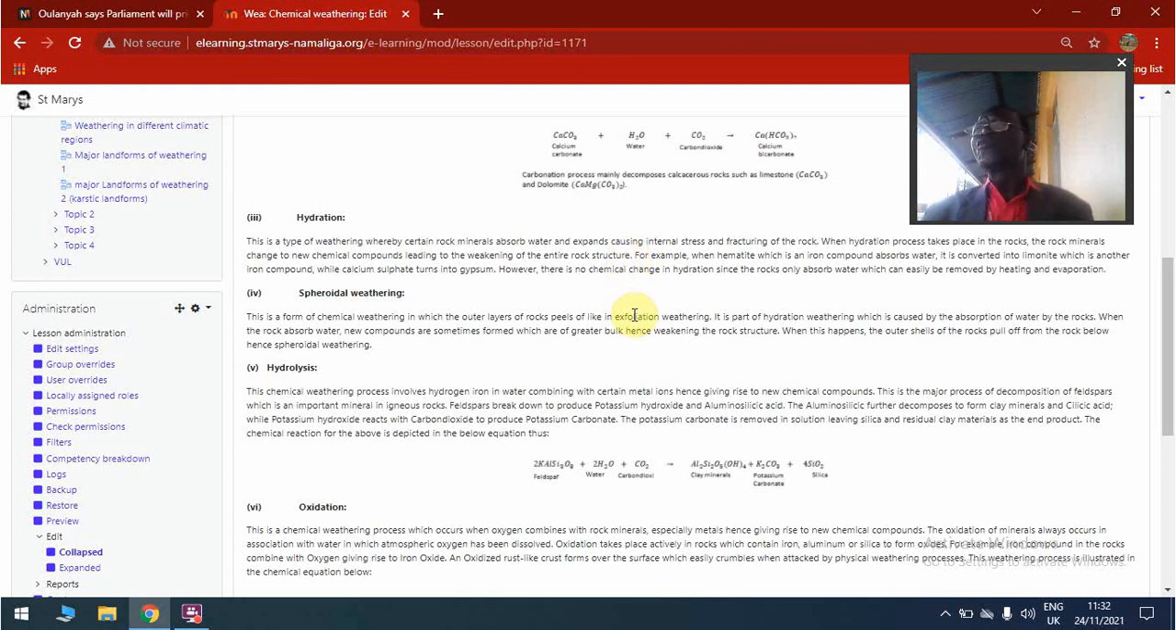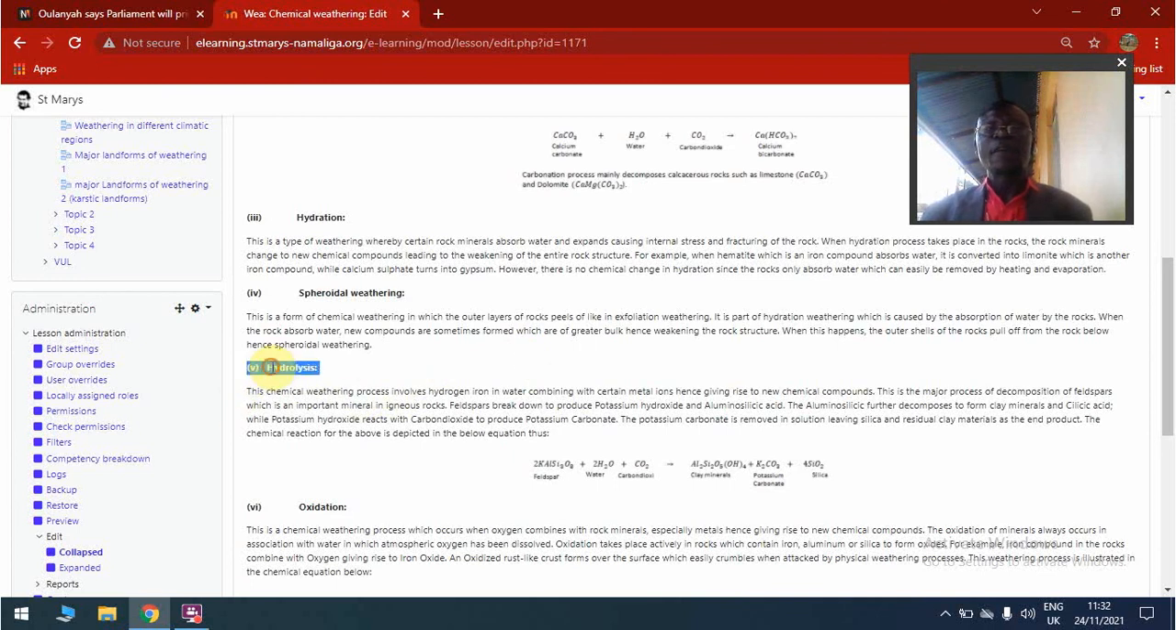Then the rock will begin to peel off in thin layers, just in the same way as exfoliation in the physical weathering process, except that this is a chemical weathering process because the rocks are attacked by water and the mineral composition in the rocks is chemically changed. The rocks are weakened due to chemical changes taking place within the rock, and eventually the rock begins to crumble down in thin layers. The outermost layer of the rock will begin to peel off because of the effect of the absorption of water.